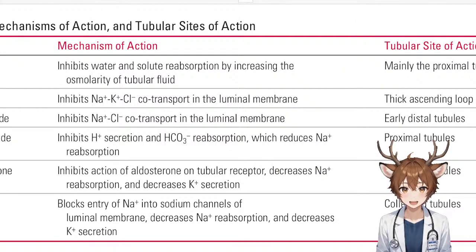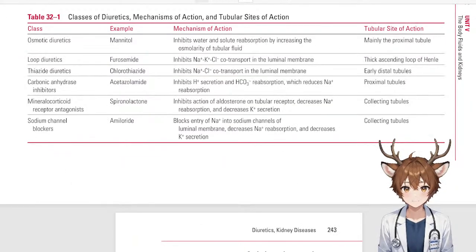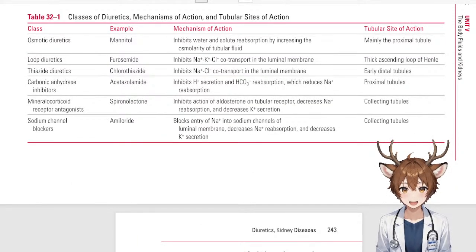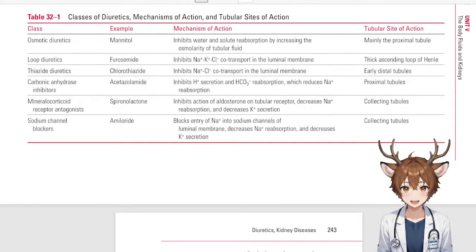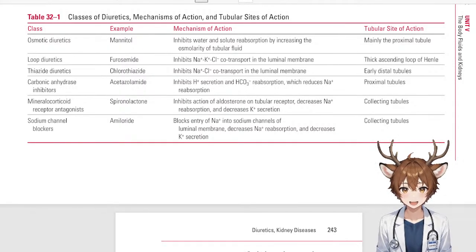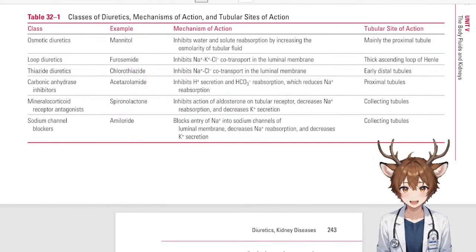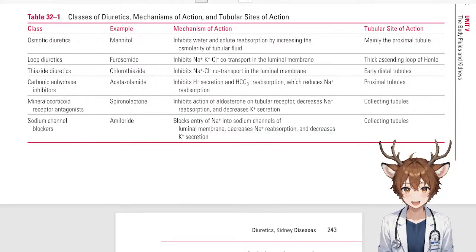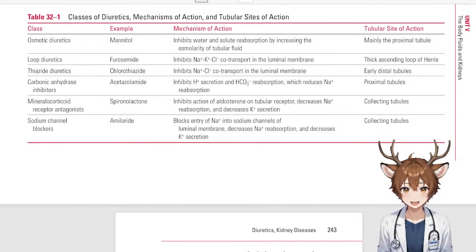Now, they explain exactly how these work right here. Let me just zoom out for a little bit if you wanted to go read each of these things. So that's the full table. You can pause the video if you want to. But I would recommend using a different study method than the physiology textbook for looking at pharmacology, because it'll probably be better explained exactly how these things work. Oh, it says right here, the tubular site, mainly the proximal tubule, thick ascending loop of Henle in the case of loop diuretics, that kind of thing.